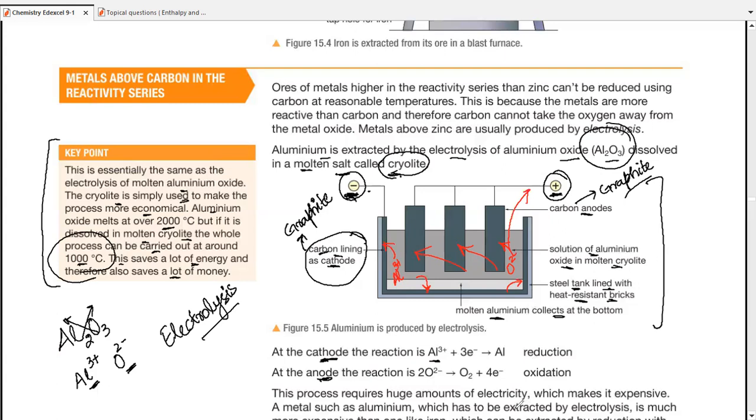Unlike charges attract each other, so the positive part of the battery will attract all the negative charges, the anions, the O2- oxide ions, I mean. And the negative part of the battery will attract all the positive ions, in this case aluminum ions, Al3+ ions. So when you look at the cathode, the negative part of the battery, all you see are positive ions. Positive ions gather over there. They gain some electrons over there, which is a reduction reaction. And by the gain of electrons, they are converted into pure aluminum metal.